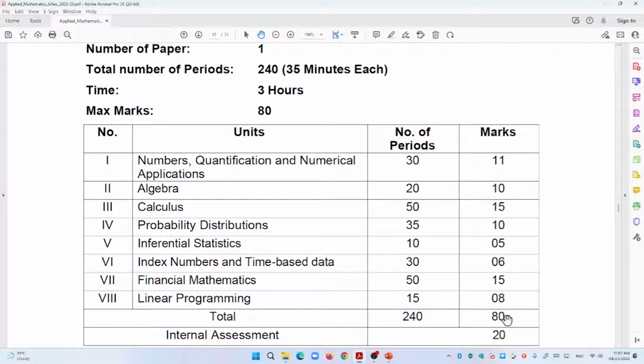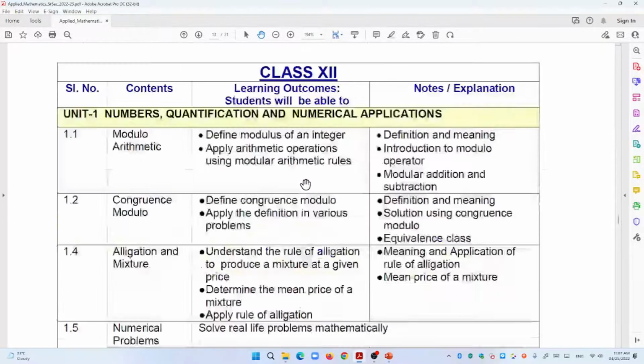All these add up to 80 marks. So there is one end-term exam for a maximum marks of 80 and time 3 hours. The internal assessment carries 20 marks. And now we will see the various topics in each of these units.